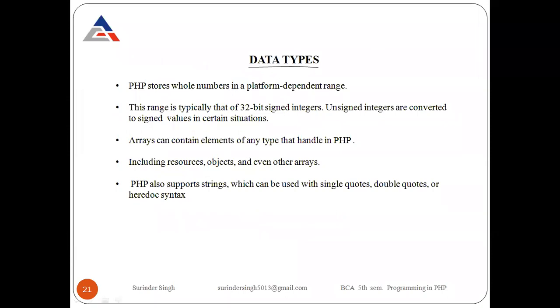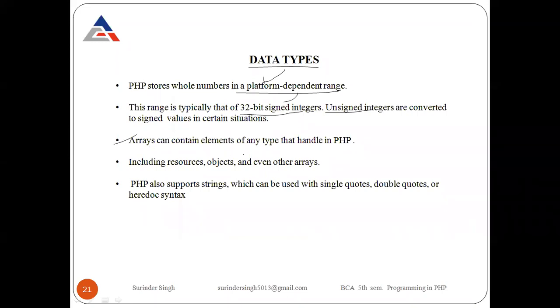And next is data types. Which types of data can PHP support? PHP stores whole numbers in a platform-dependent range. Platform means operating system. This range is typically that of 32-bit signed integers. Signed means negative and positive both. Unsigned means positive only, converted to signed values in certain situations.